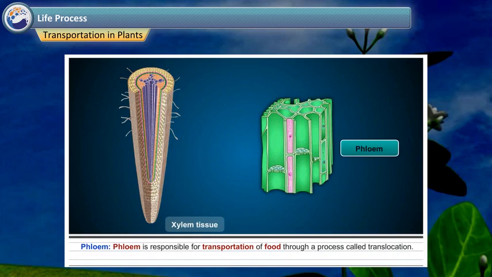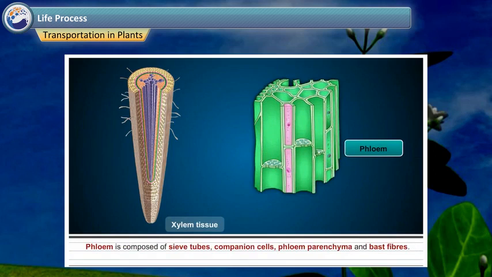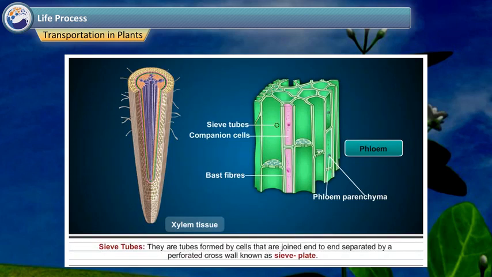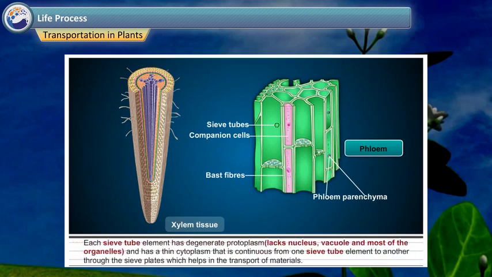Phloem. Phloem is responsible for transportation of food through a process called translocation. Phloem is composed of sieve tubes, companion cells, phloem parenchyma, and bast fibers. Sieve tubes and companion cells are the conducting elements in phloem. Sieve tubes. They are tubes formed by cells that are joined end to end, separated by perforated cross wall known as sieve plate. Each sieve tube element has degenerate protoplasm, that is, lacks nucleus, vacuole, and most of the organelles, and has a thin cytoplasm that is continuous from one sieve tube element to another through the sieve plates, which helps in the transport of materials.